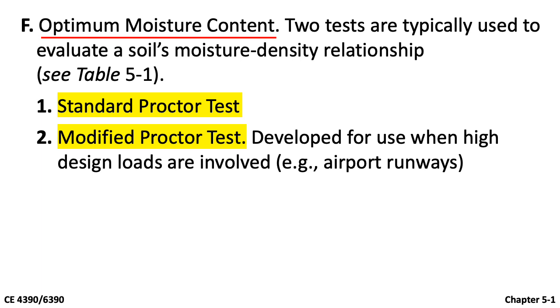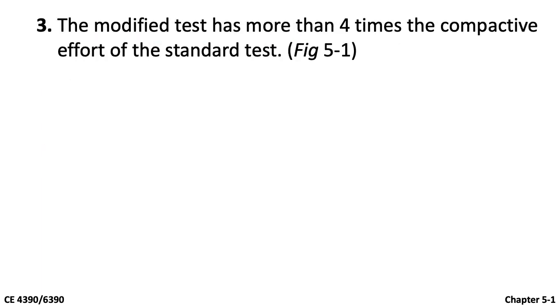Section F, optimum moisture content. To identify the relationship between the moisture content of a soil and its density, we typically use two tests. Test 1, Standard Proctor Test. Test 2, Modified Proctor Test. This test is developed for use when high design loads are involved, such as airport runways. You can see Table 5.1 for detailed characteristics of the test. You are also encouraged to review geotechnical courses for this topic. Compared with the standard test, the modified test has more than 4 times the compactive effort of the standard one.